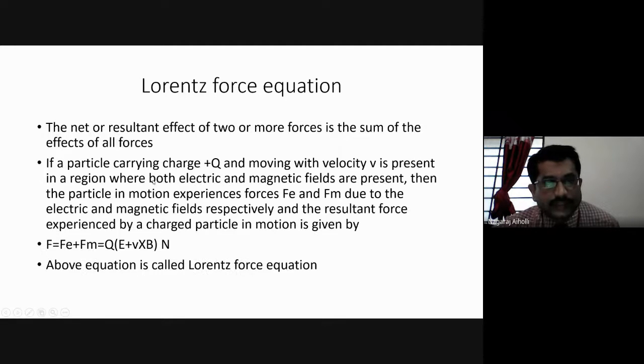There are two important points that can be expressed for the Lorentz force equation. The first point is that the term QE does not depend upon the velocity. There is no V term in QE, right? It is independent of the velocity, that is, Fe is independent of the velocity. Then QVB, the second term for the magnetic force, depends on the velocity V. These are the two points that we can write about the Lorentz force equation: QE is independent of the velocity and QVB is dependent on the velocity V.